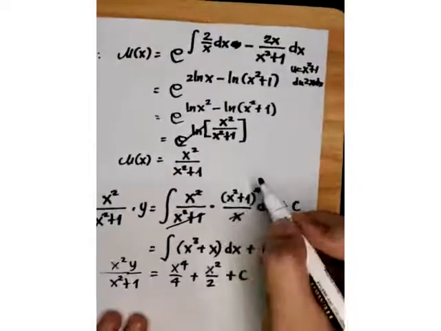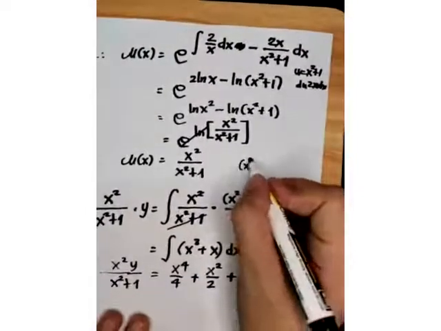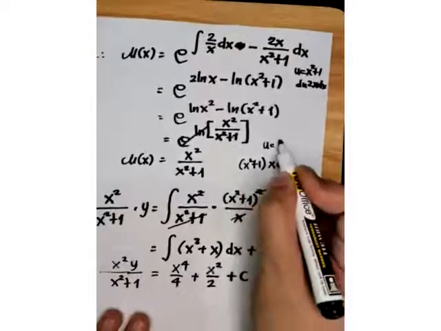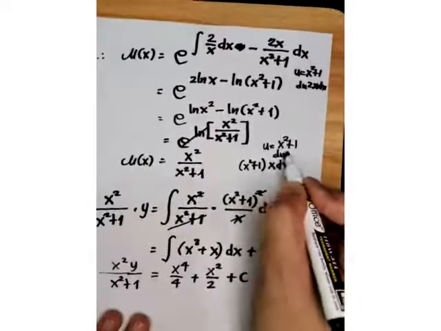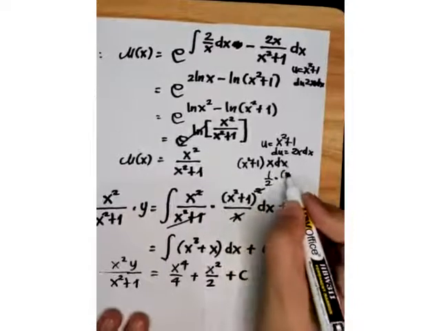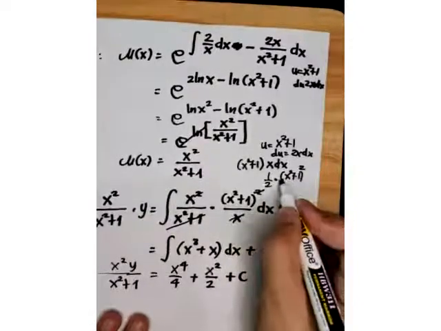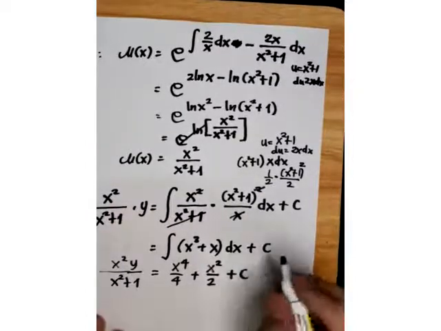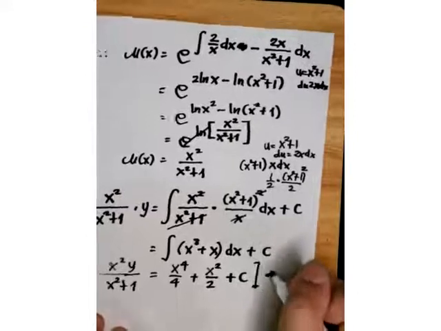So paano ba siya ipa-power rule? So since meron tayong x squared plus 1 times x dx, ano ba yung u natin? X squared plus 1. du is 2x dx. So meron tayong 1/2 times x squared plus 1 squared over 2. Ganyan. It's either ito or ito. Wala nang problema. Okay, and then let's multiply this by 4.